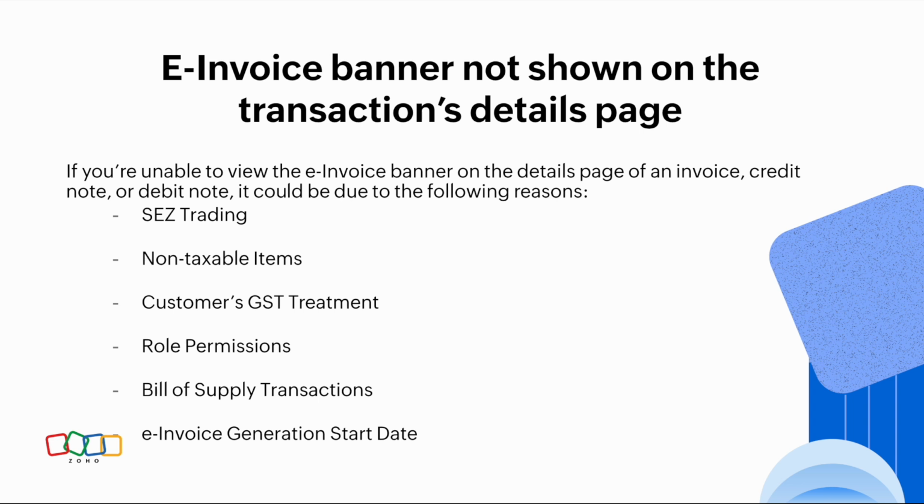Also, if you do not have the necessary permission to push the transaction to the IRP, you will not be able to see the push to IRP button. And the push to IRP button will not be shown in the case of bill of supply transactions. And also, as stated earlier, the e-invoice will be generated only for the invoices and credit notes which are recorded after the e-invoice start date.